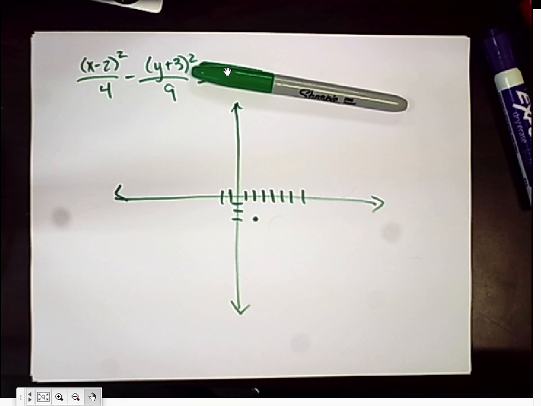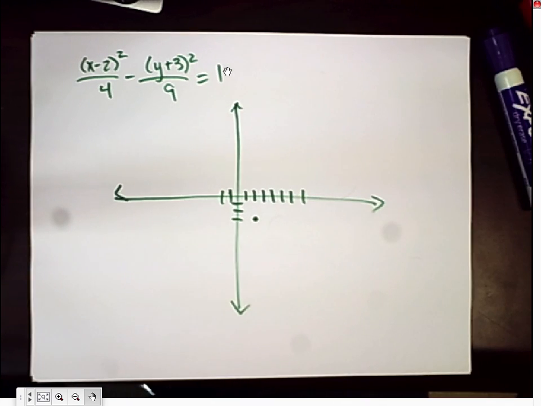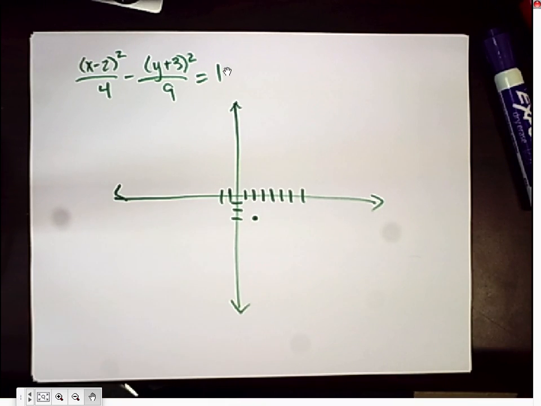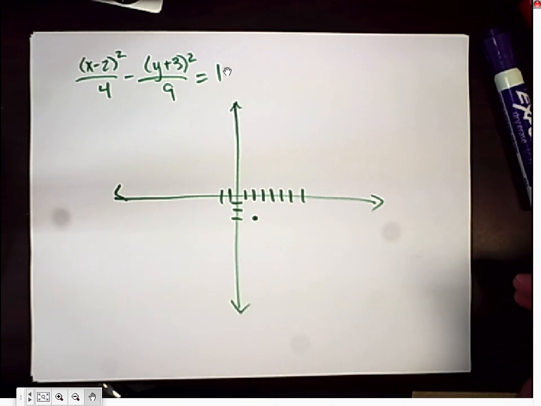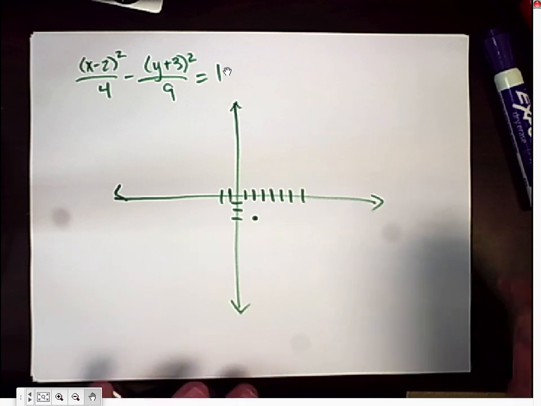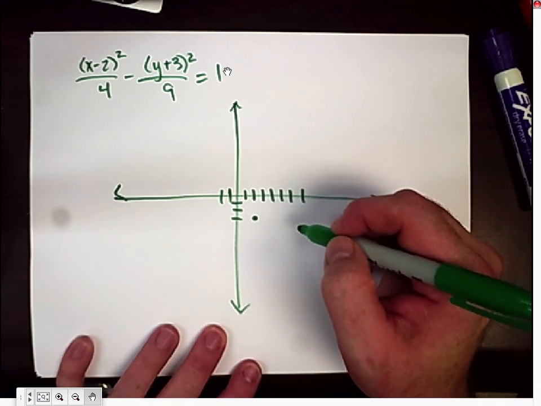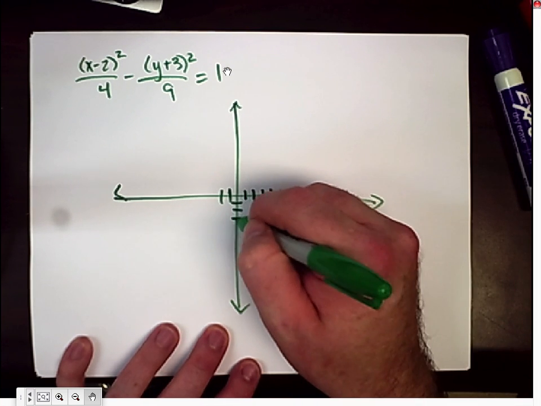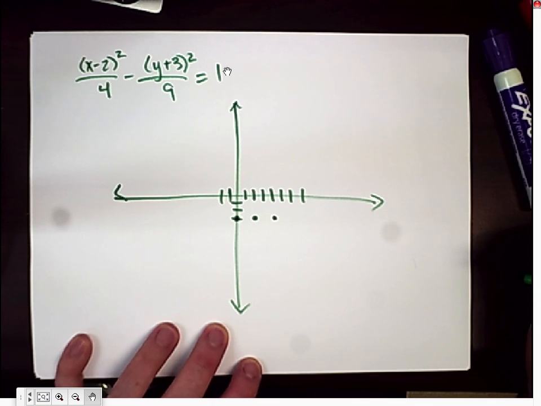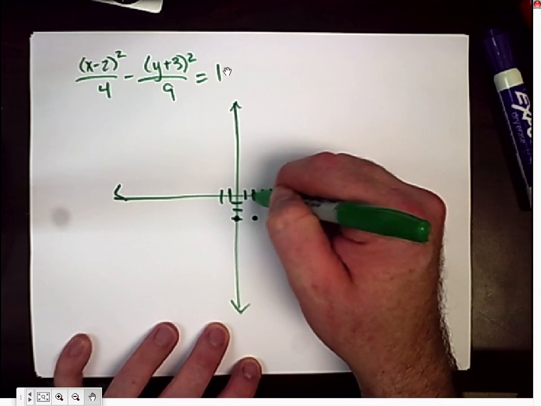So, back to here. What did we say? We know the center is at 2, -3. So what's the next thing we know? Well, you don't have major or minor if it's not an ellipse, sorry. But on the x-axis, in the x direction, we're going to go left and right 2, because it's the square root of 4. So we go 2 to the left, 2 to the right. Then what do we do in the y? We're going to go up 3 and down 3.